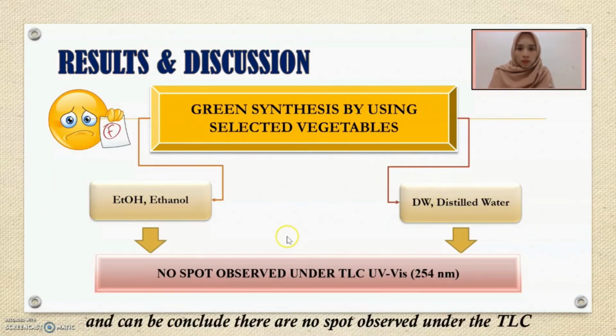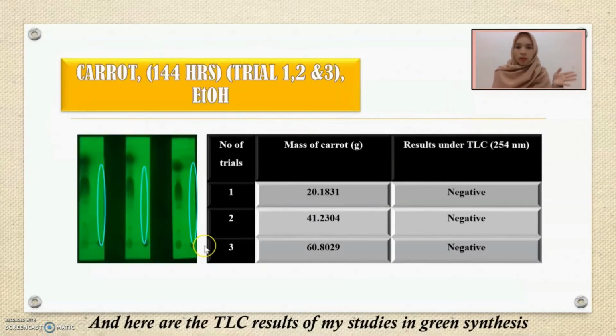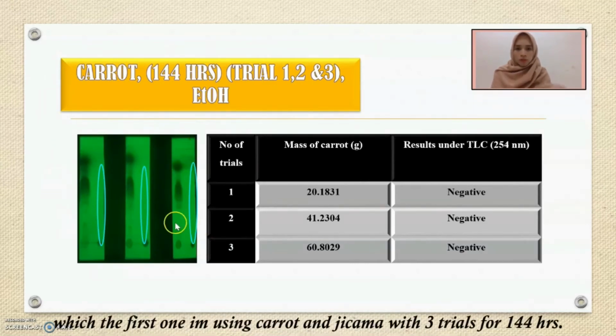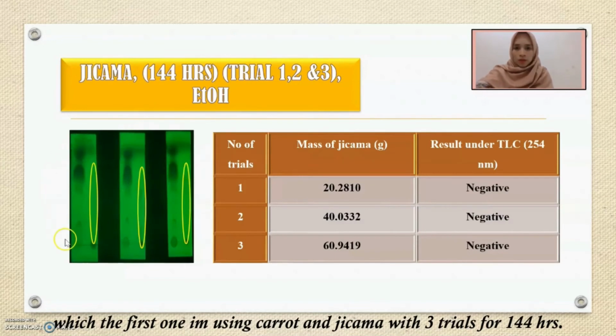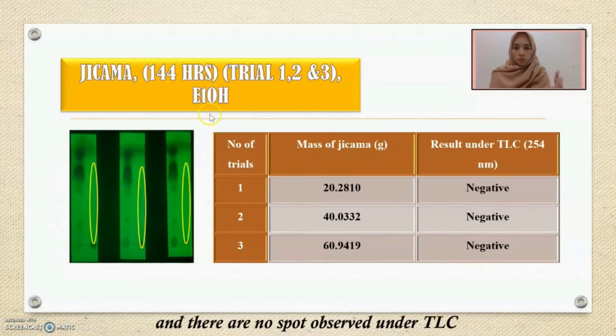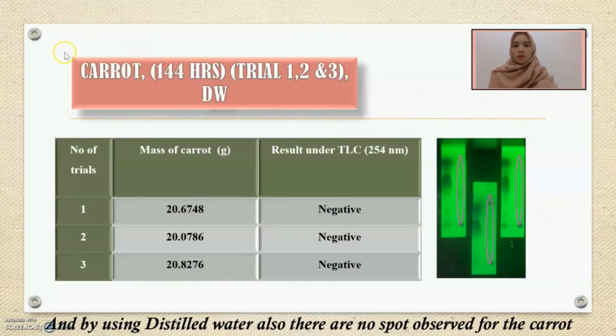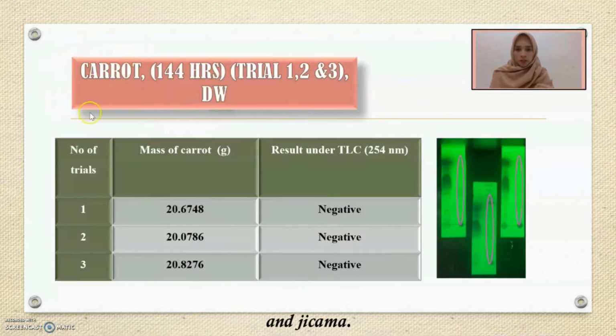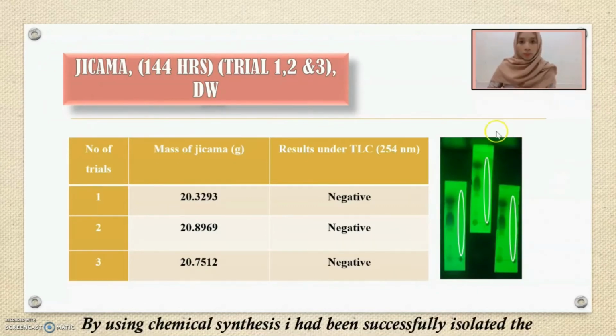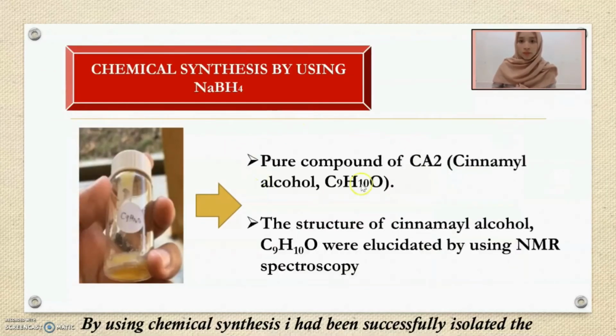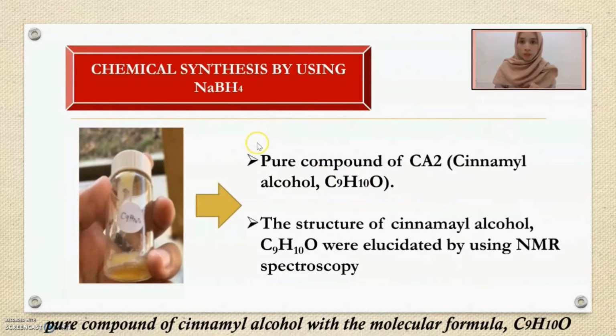Here are the TLC results of my studies in green synthesis. Using carrot and jicama with ethanol, for 3 trials of 144 hours, there was no spot observed under the TLC. By using distilled water, there were also no spots observed for the carrot and jicama. By using chemical synthesis, I successfully isolated the pure compound of cinnamyl alcohol with the molecular formula of C9H10O.